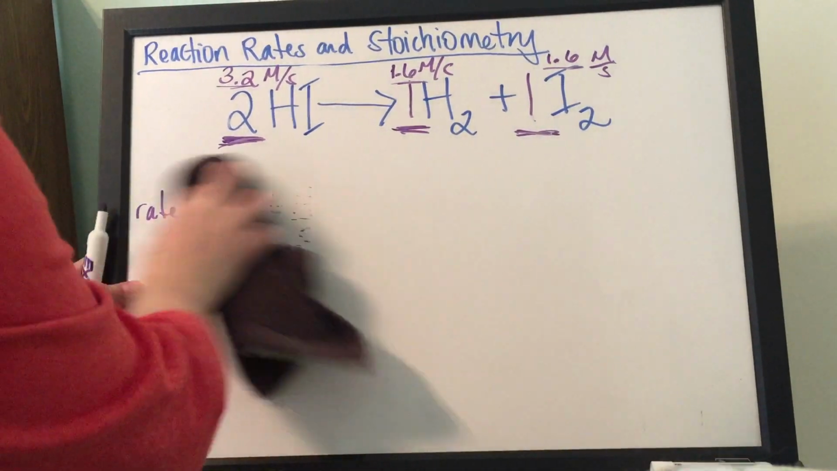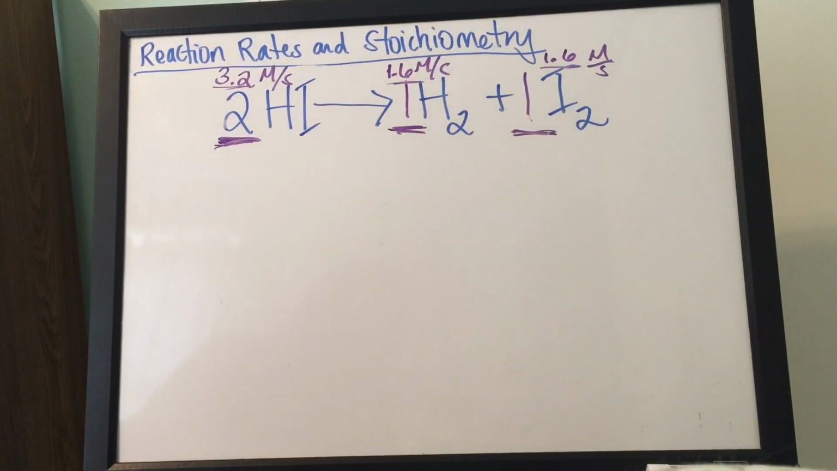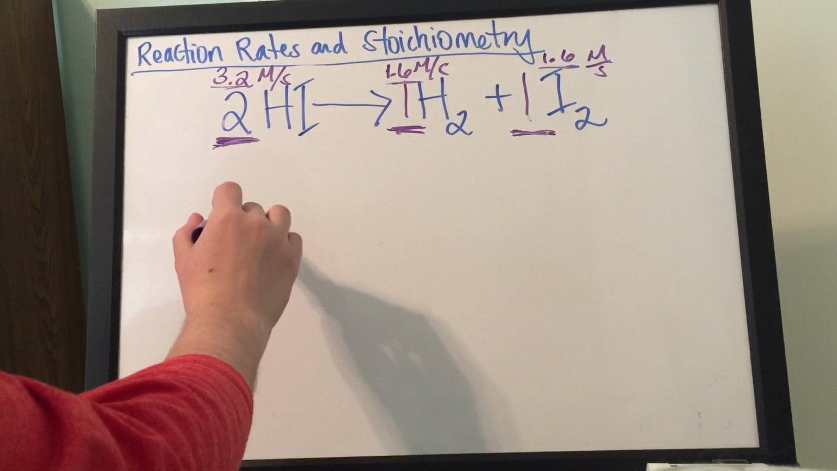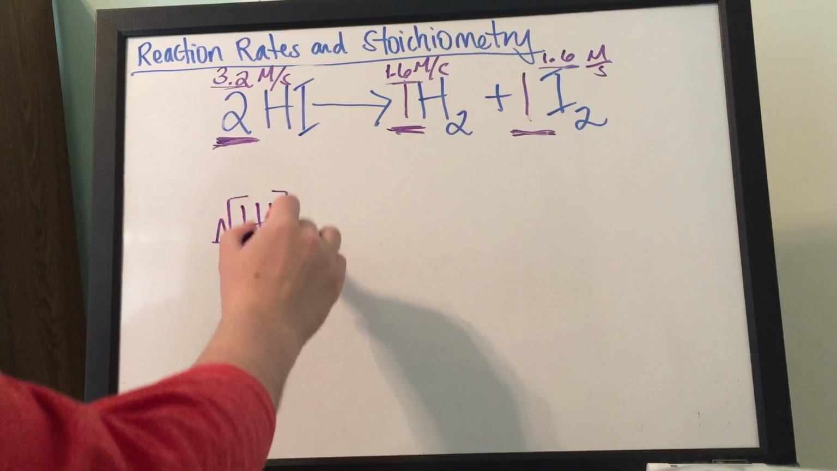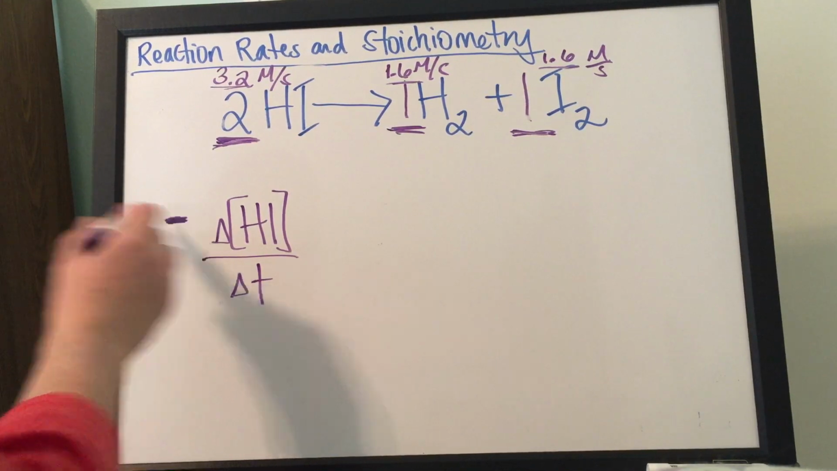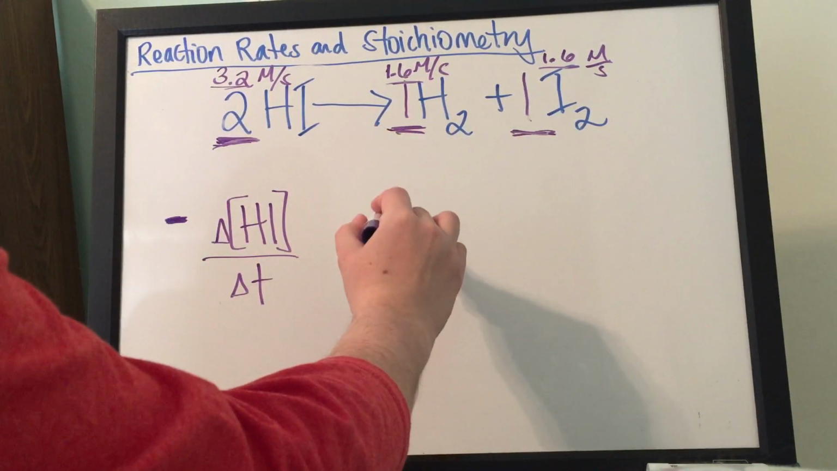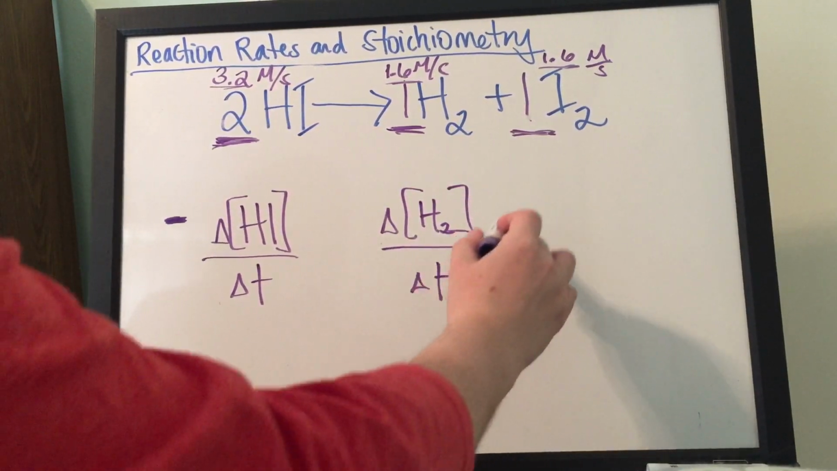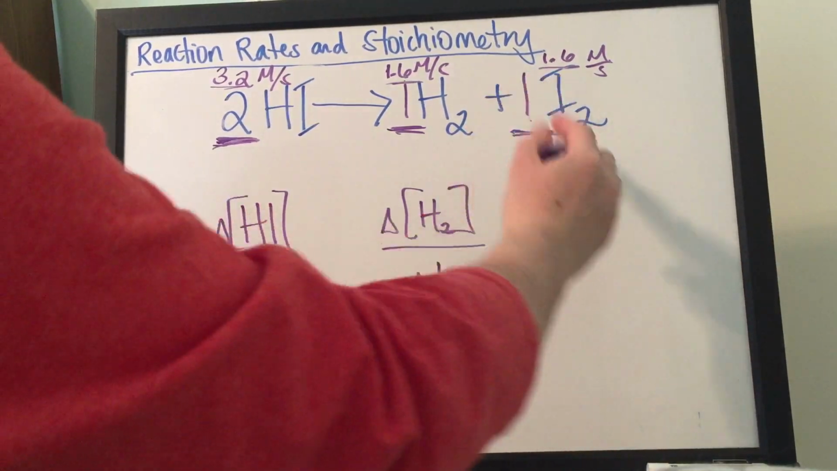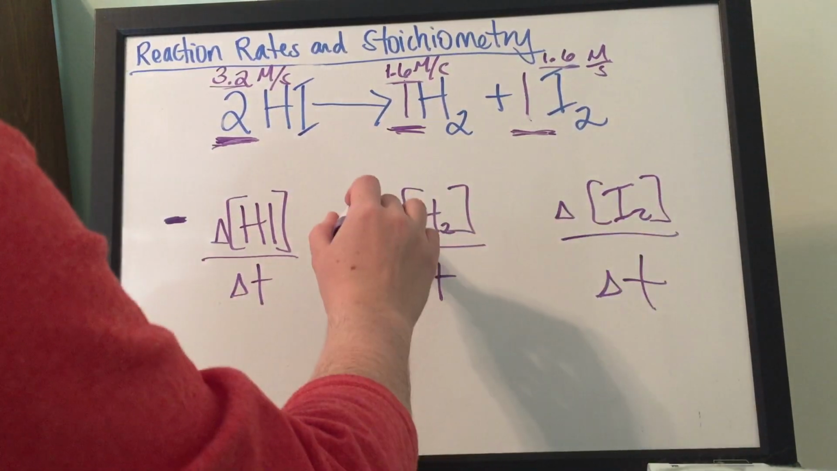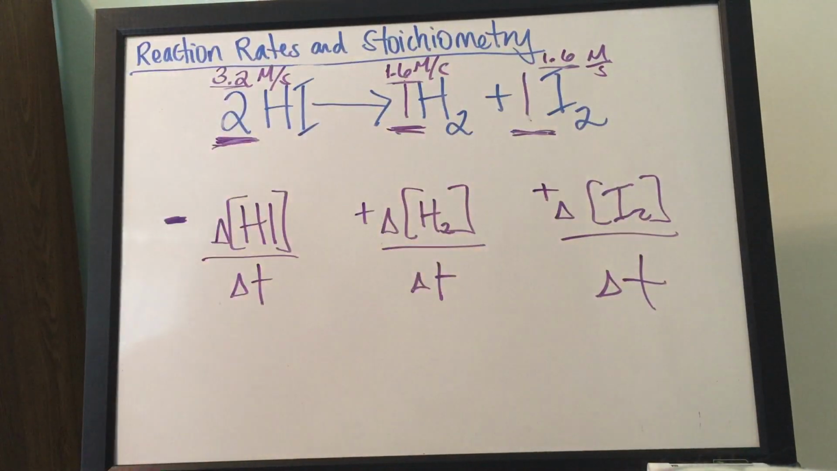Now, I'm going to show you the harder way. Okay, so we're going to attempt to write out the general expression for this. So let's talk about HI. So it's disappearing. And it's the change in the concentration of HI over the change in time. It's disappearing, so I better put a negative out here. And then this guy is the change in H2's concentration over time. Oh, sorry. And this guy is the change in I2's concentration over the change in time. These guys are all appearing, so I'm going to make them positive.